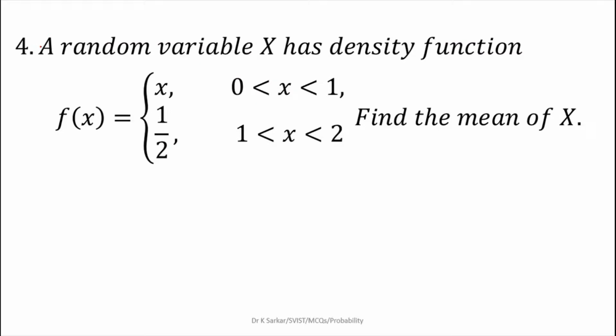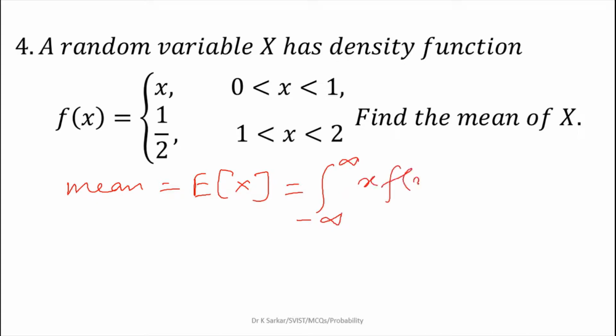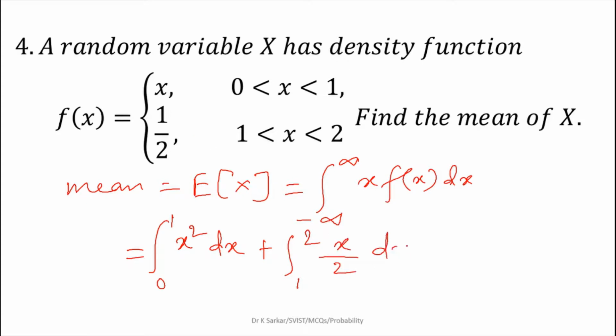Question number 4. A random variable x has density function f(x) equals x for 0 less than x less than 1, f(x) equals half for 1 less than x less than 2. Find the mean of x. We know mean equals expectation of x, which is minus infinity to infinity x f(x) dx. So in this case 0 to 1, x times the functional value x, that is x square dx, plus 1 to 2, x and half, so x by 2 dx.